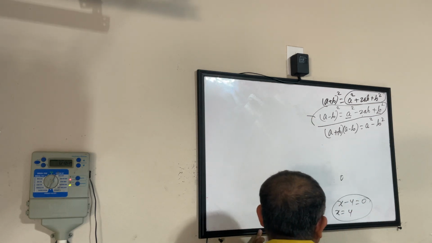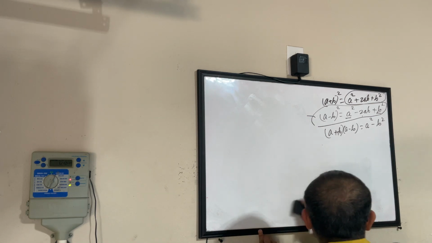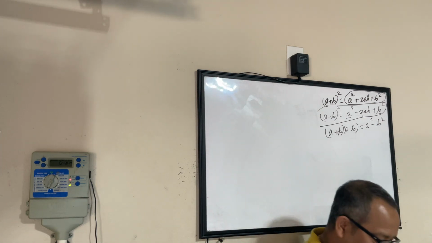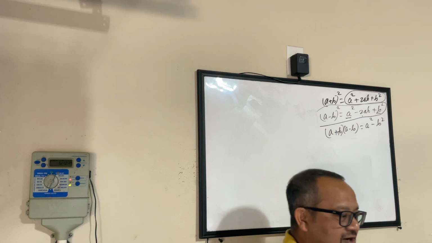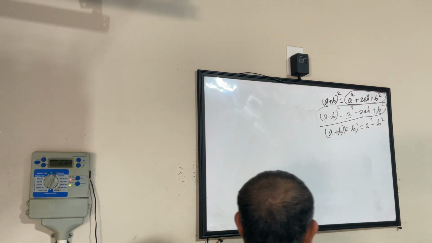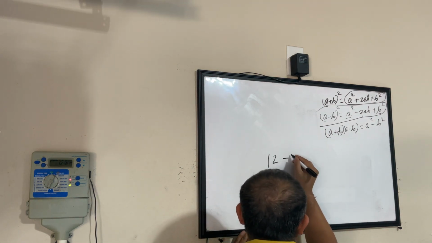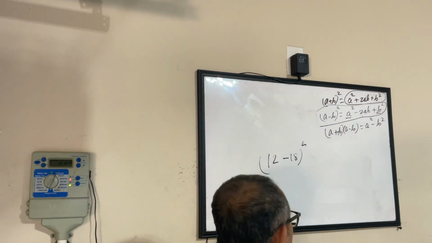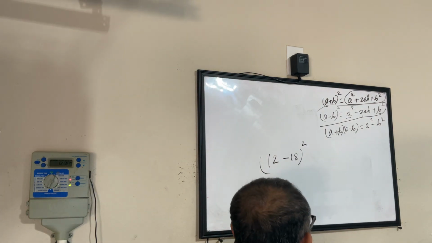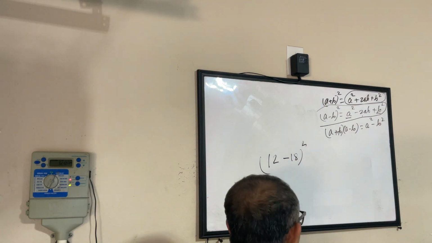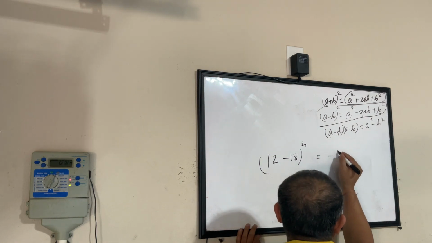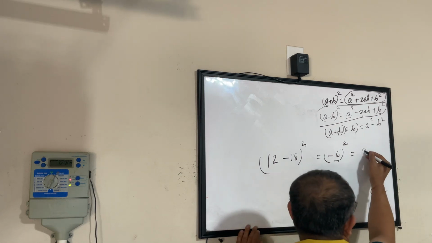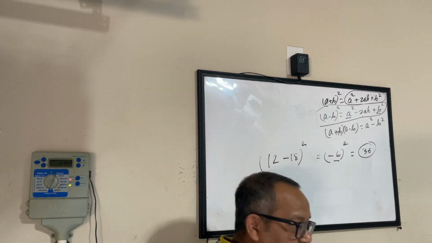Let me give you guys a more interesting problem than making you scratch your head and lose hair like me. Come here. If I say 12 minus 18 squared, okay? Now 12 minus 18 squared is how much? 12 minus 18 is minus 6, and squared will be 36. Fine.